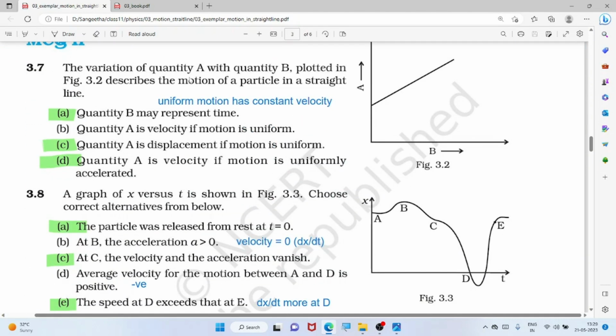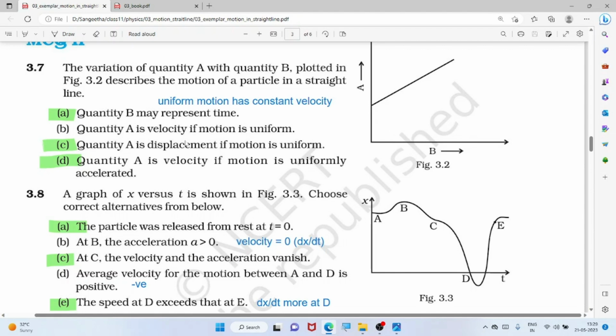The variation of quantity A with quantity B is plotted. Okay, so they are asking now which describes the motion of the particle in a straight line. So quantity B is being presented. Okay, mostly in the graphs you have seen, time is on the x-axis. Okay, it may be time.